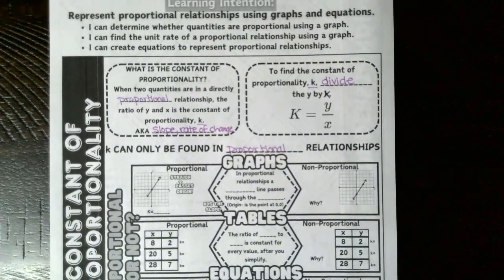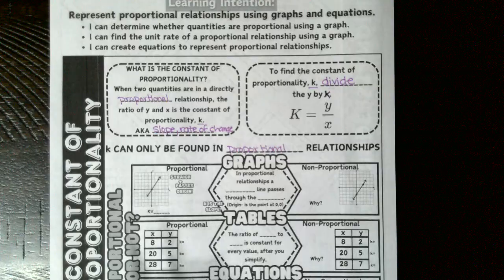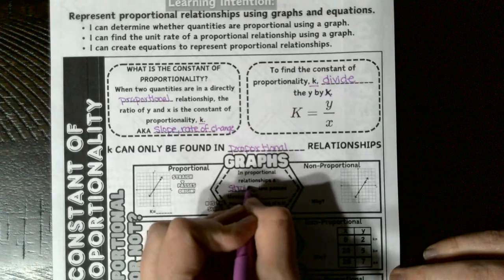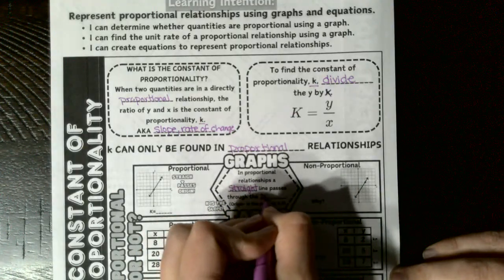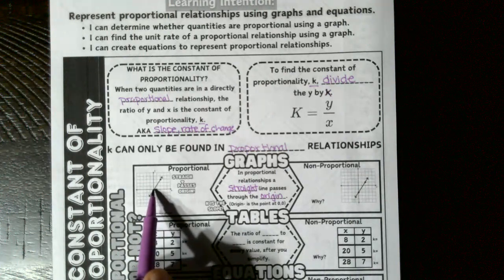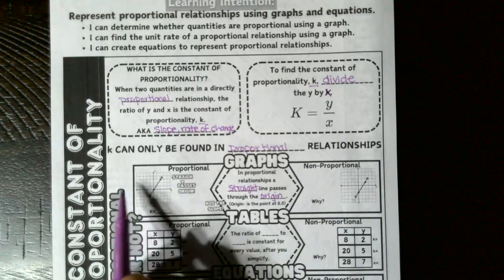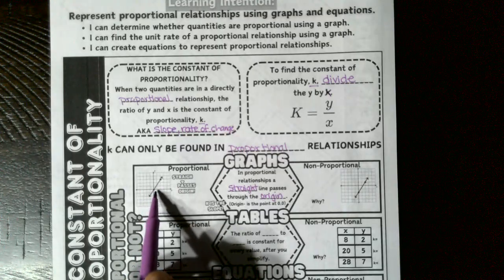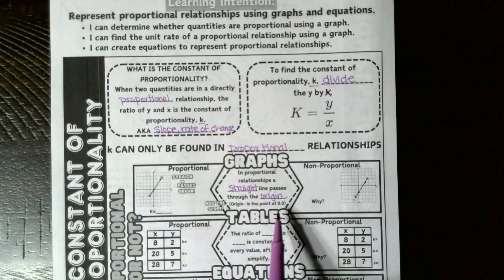So we're going to look first at what that means when we are looking at graphs. So in a proportional relationship, a straight line passes through the origin. And if you don't remember what that word origin means, it's the point at 0, 0. So if I'm looking at a graph, 0, 0 is right there in the middle of this cross section. It's before we move anywhere on the x or y axis. So this point right in the middle is going to be 0, 0, just like it states here.